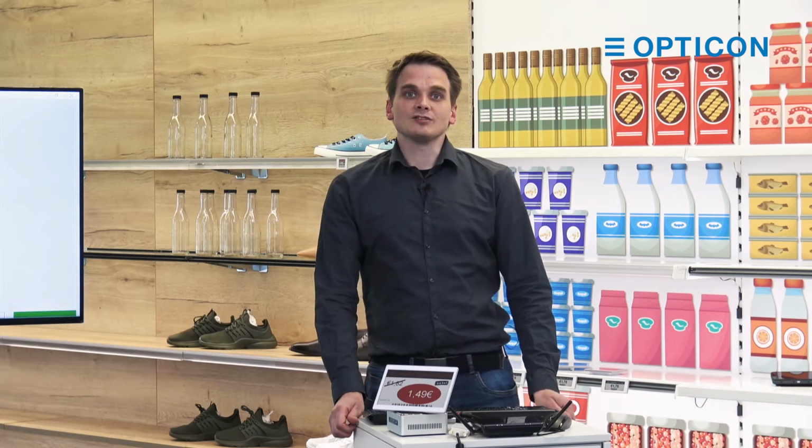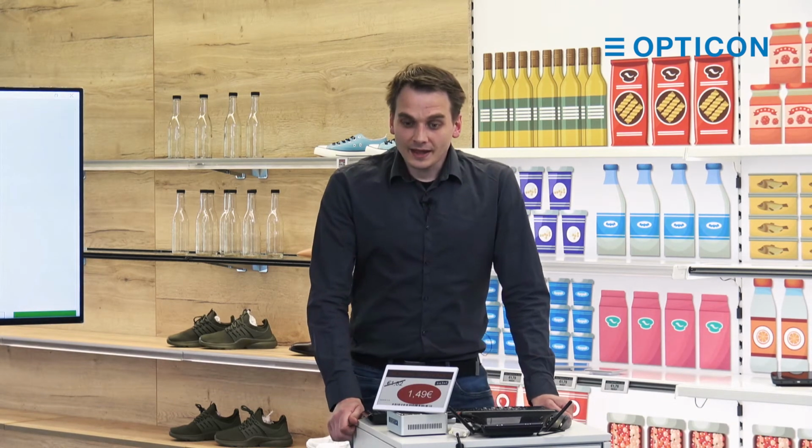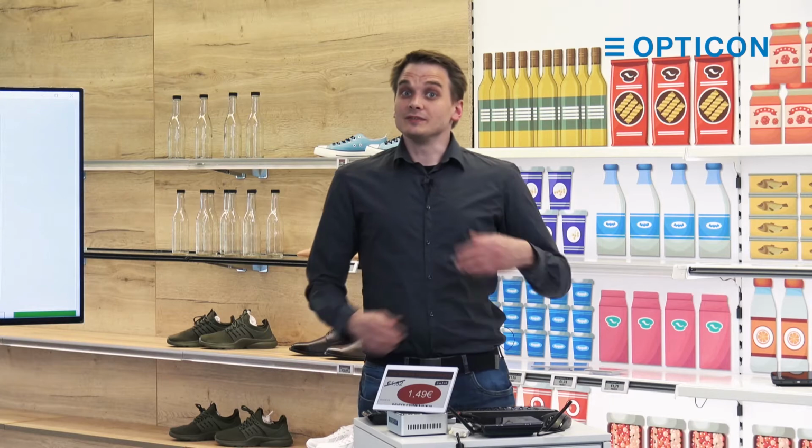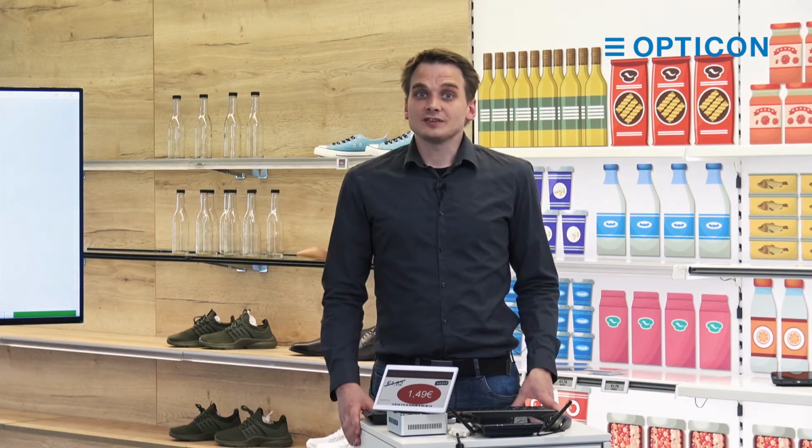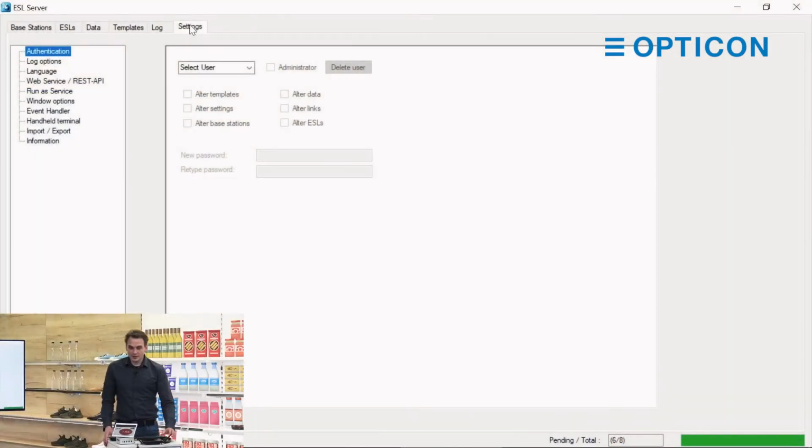In this episode we're going to look at every single setting that the ESL Server application offers you, and we'll talk about a bit of the details of each of those settings. So we open up the ESL Server application and we open up the very last tab at the top right called Settings. Now at the left you'll see all of the fields or subjects that we can change. So let's start with authentication.